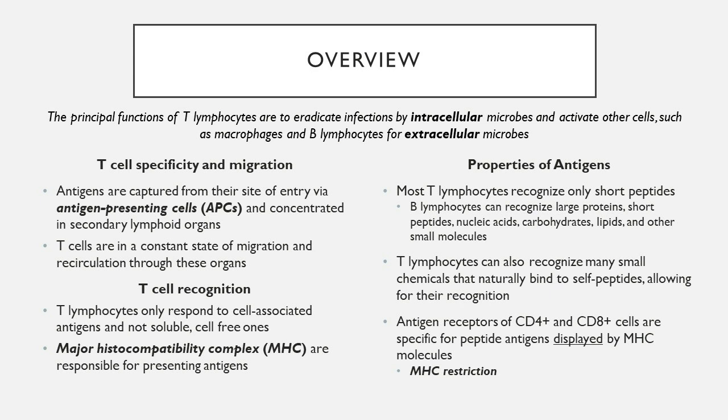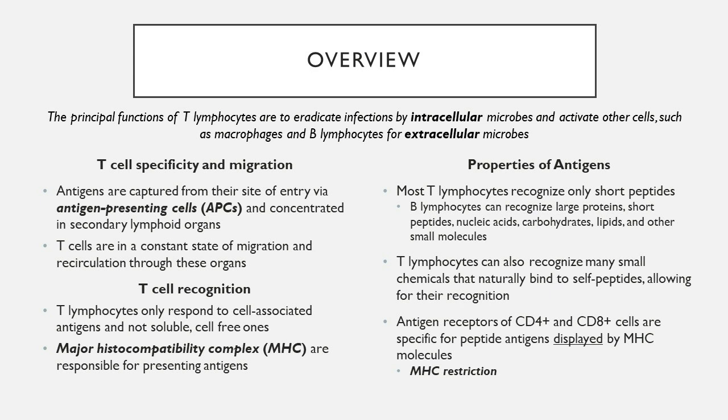Another big difference between T cells and B cells is that T cells can only recognize short peptides. B lymphocytes, on the other hand, can recognize not only large peptides, but any other type of molecule as well: nucleic acids, lipids, carbohydrates, small molecules, large molecules. So B cells have a much larger repertoire of antigens that they can recognize.